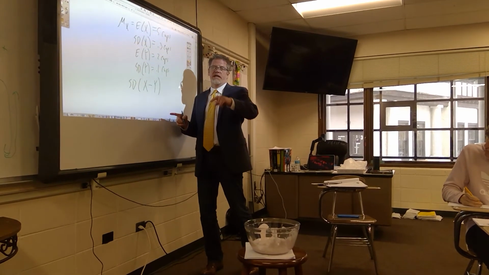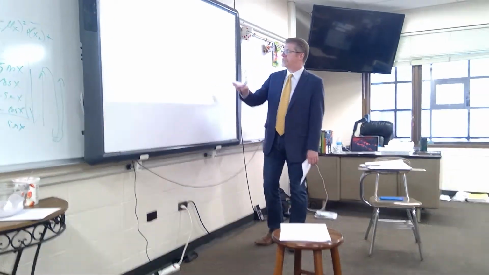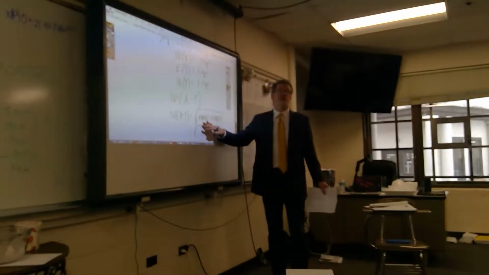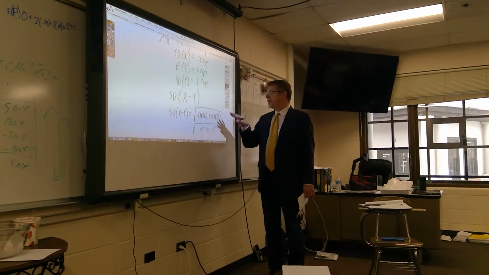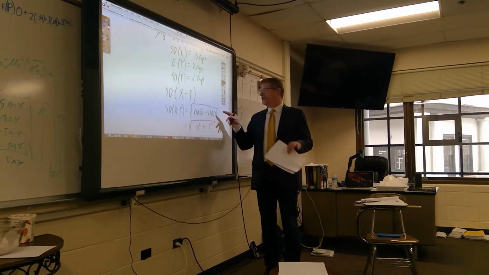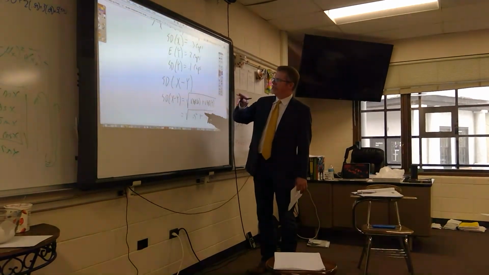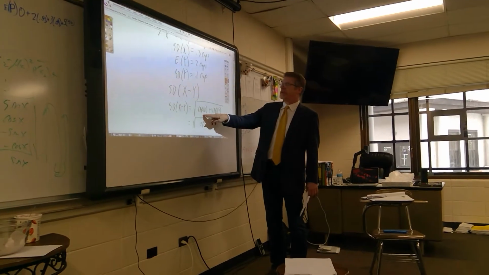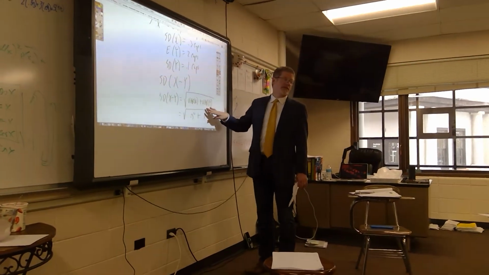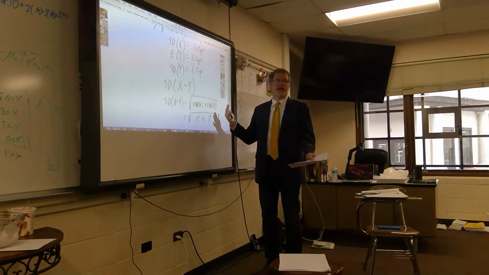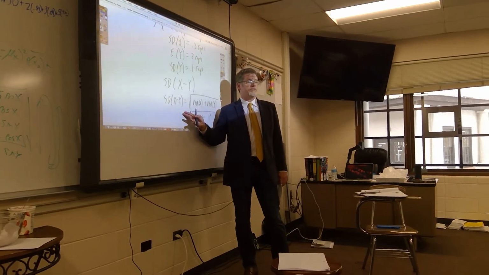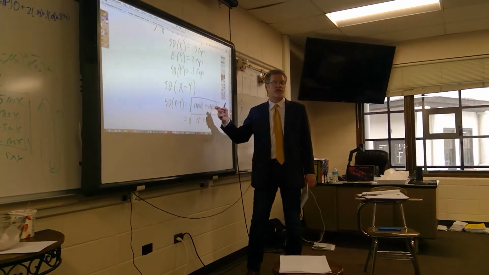You can pause it. It is the square root of the standard deviation of x squared, which is the variance of x, plus the standard deviation of y squared, which is the variance of y. This problem is a lot like finding the hypotenuse of a triangle. It's like c equals the square root of a squared plus b squared.